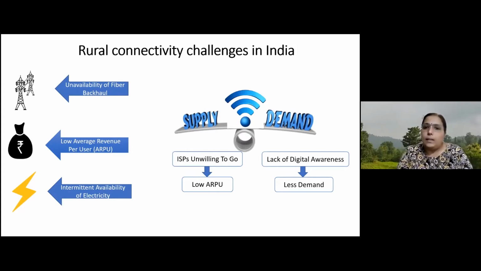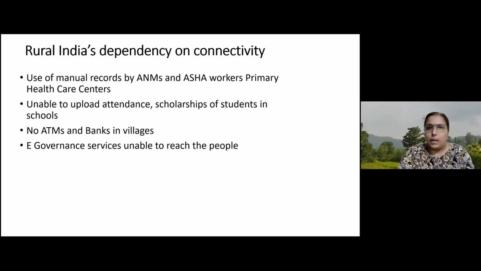And then on the other side is a supply and demand issue, where ISPs are unwilling to go because of low average revenue per user. And on the other hand, there is this lack of demand from these rural areas. However, if you look into rural India's dependency on connectivity, there is a lot of dependency, and it's not a very unknown fact.